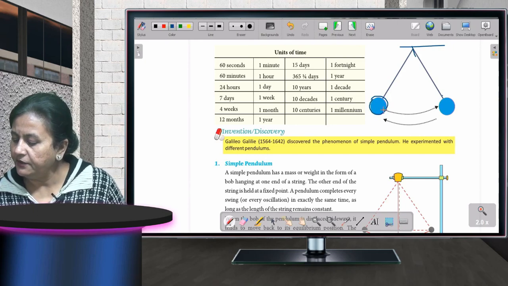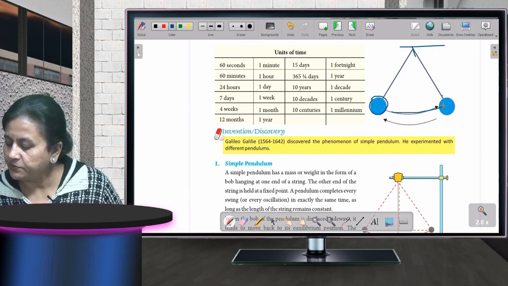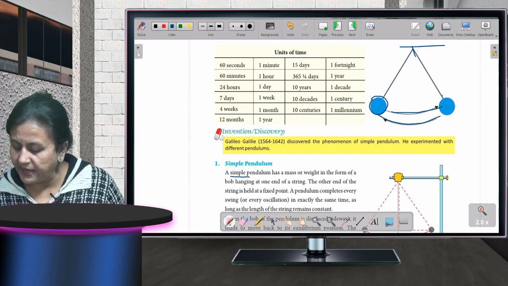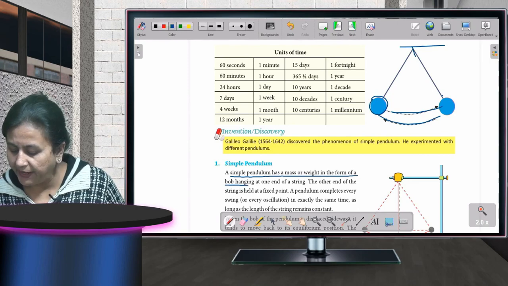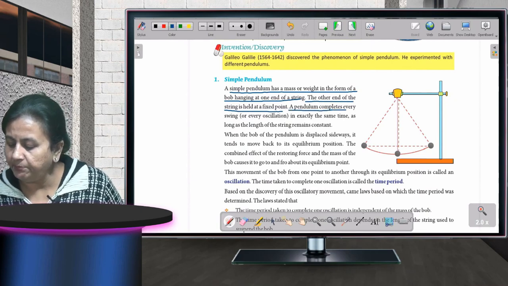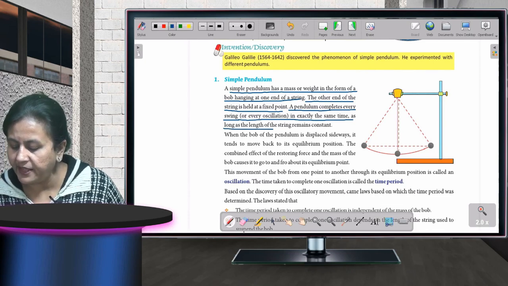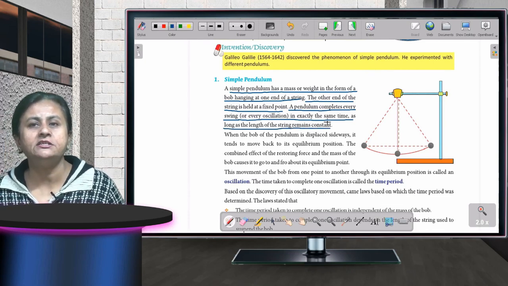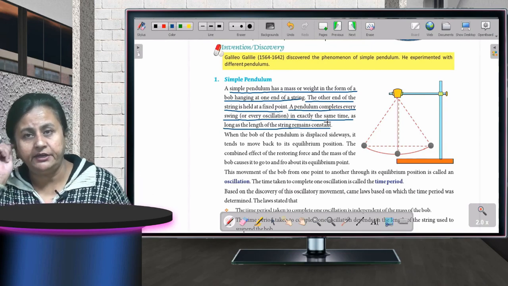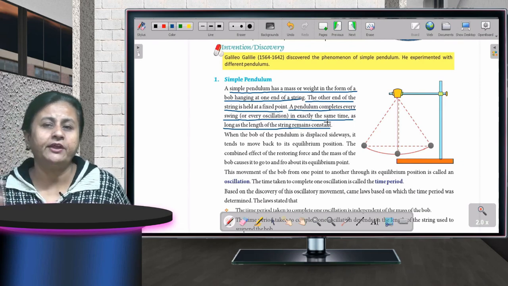See, you can see, if I move it, it will go this way, then it will come back to its original position. So a simple pendulum has a mass or weight in the form of a bob hanging at one end of a string. The other end of the string is held at a fixed point. A pendulum completes every swing or every oscillation in exactly the same time as long as the length of the string remains constant. That means if we do not increase or decrease the size of the string, the interval taken for the bob to move to and fro would be the same.